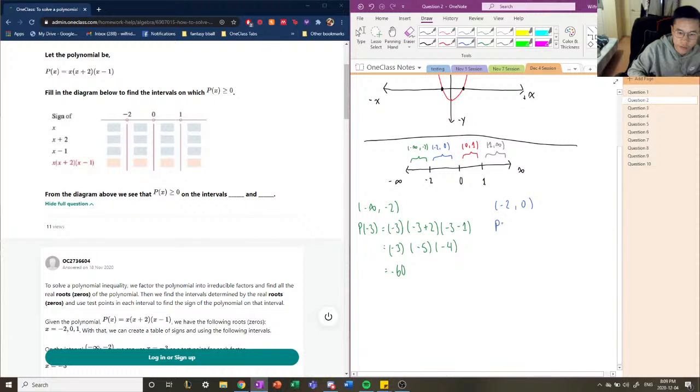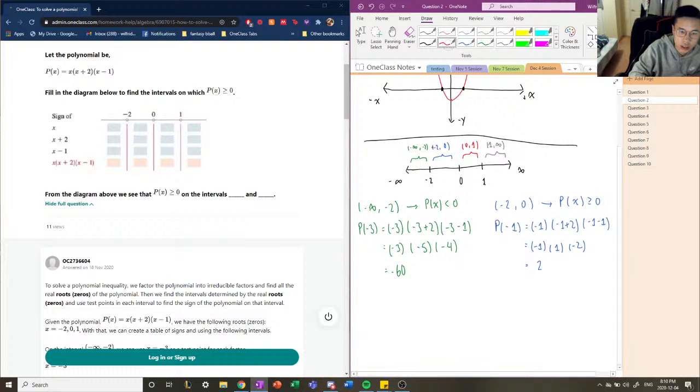Let's use a test point of -1 because that's in between each. So we have -1 times (-1 plus 2) times (-1 minus 1). And that gives us -1 times 1 times -2. Negative times positive is negative, times negative is positive, so we get 2. So now we have determined that in this interval, p of x is greater than or equal to 0. In the previous interval, we know that p of x is less than 0.